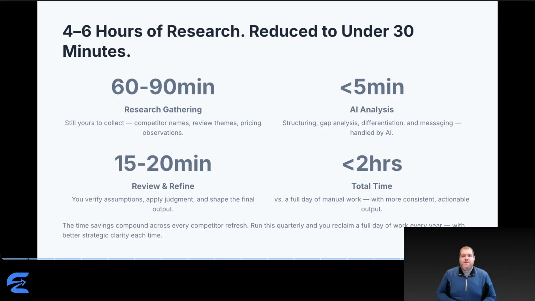The time breakdown. 60 to 90 minutes to gather your research. That part is still yours. Under 5 minutes for AI to structure, analyze, and draft. 15 to 20 minutes for you to review, verify, and refine. Total time under 2 hours compared to a full day of manual work that produces a less consistent, less actionable output. Run this quarterly and you reclaim a full day of work every year with better strategic clarity each time.